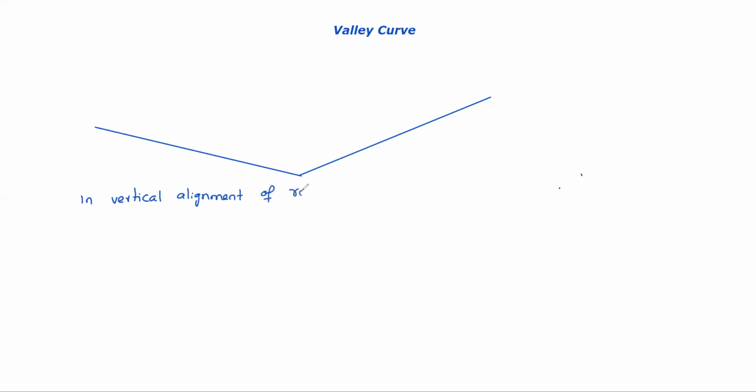See, in vertical alignment of road, if a down gradient meets an up gradient, then valley curve is required.